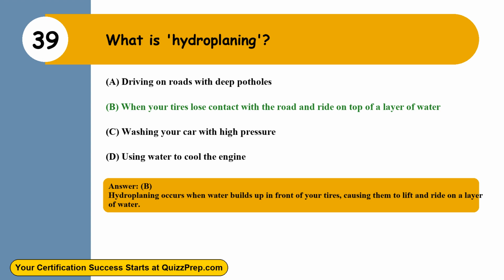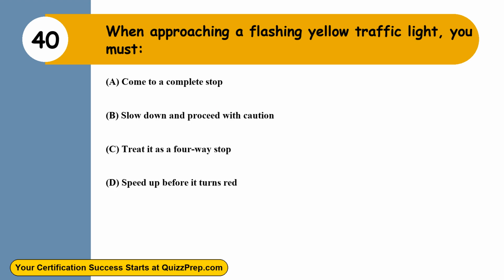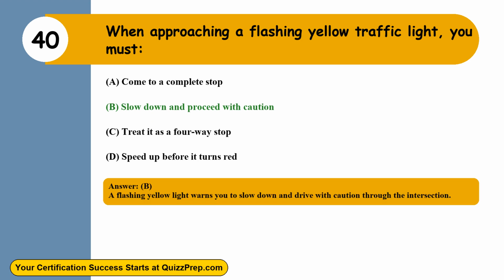Question 40. When approaching a flashing yellow traffic light, you must: Option A, come to a complete stop. Option B, slow down and proceed with caution. Option C, treat it as a 4-way stop. Option D, speed up before it turns red. The correct answer is option B. Slow down and proceed with caution. A flashing yellow light warns you to slow down and drive with caution through the intersection.